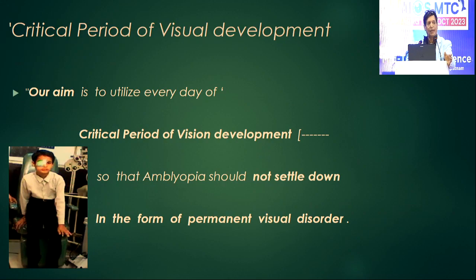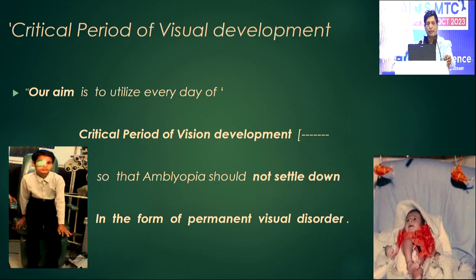Then our aim is, why are we doing it so early? Our aim is to utilize every day of the critical period of visual development so that amblyopia does not settle down into a permanent visual disorder. Somebody has said that amblyopia should be treated when the head is born but the body is yet to be delivered. Yes, we can tackle that maybe from the 12th day onward also.